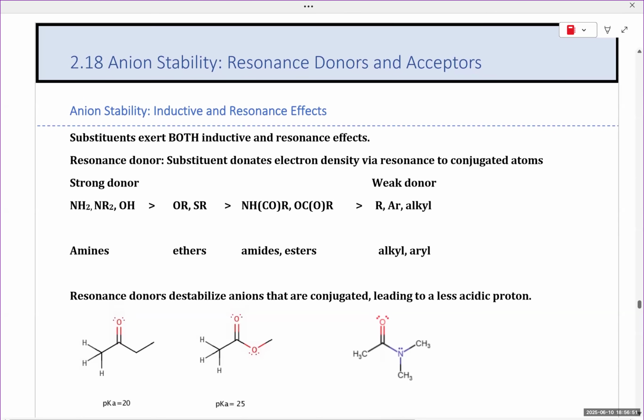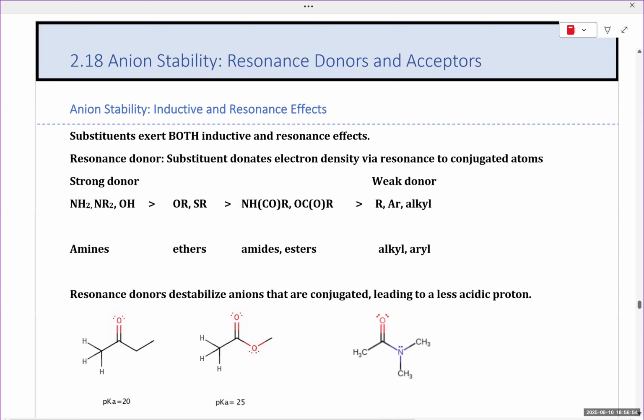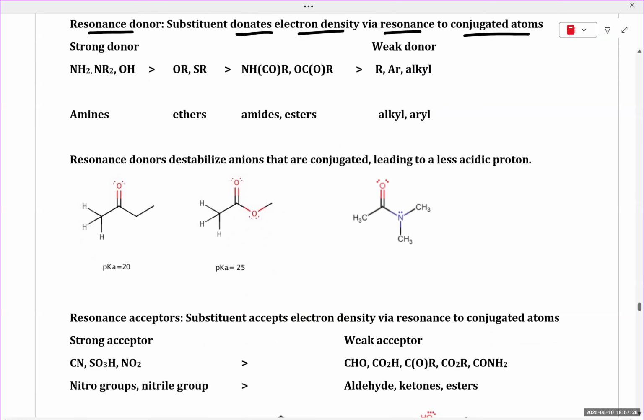Let's talk a little bit about some factors that influence anion stability and this idea of resonance donors and acceptors, and this idea of inductive and resonance effects. So substituents exert both inductive and resonance effects. A resonance donor is a substituent that donates electron density via resonance to conjugated atoms. Strong donors include amines, alcohols, ethers, amides, and esters, while weak donors include alkyl and aryl groups. Why is this important? Resonance donors destabilize anions that are conjugated, leading to a less acidic proton.